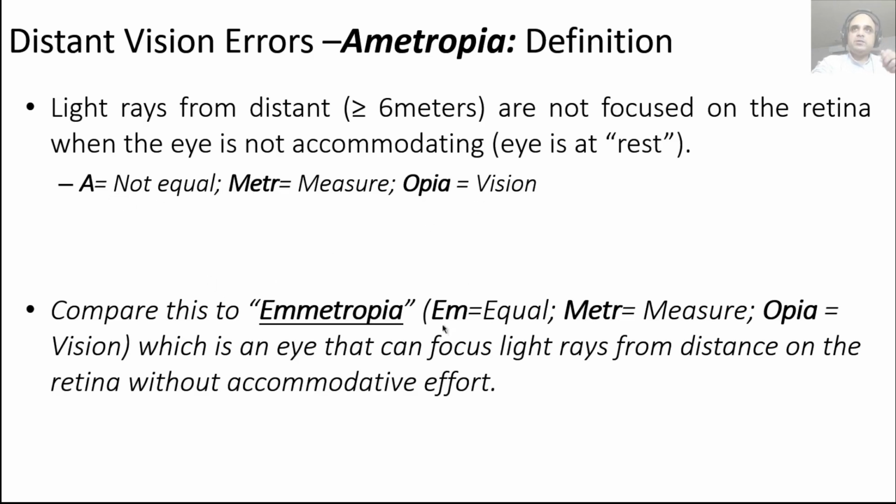Now, we've also used this term, emmetropia, which was a term used to define people who are able to focus light coming from distance, i.e. a distance of 6 meters or more, on the retina without any accommodative effort. And that was M for equal, meter for measure, and opia for vision. So ametropia is a distant refractive error, and emmetropia is a normal eye which is able to focus light from distance on the retina without the use of accommodative effort.